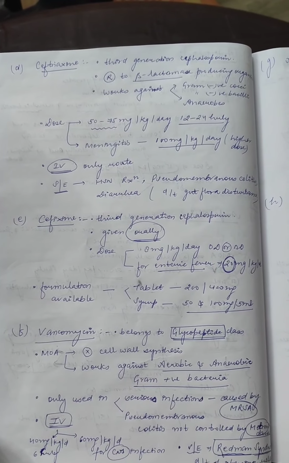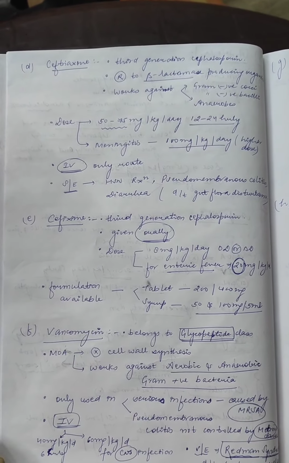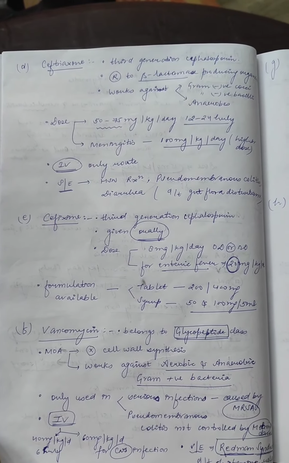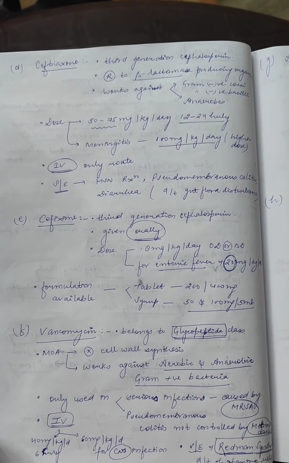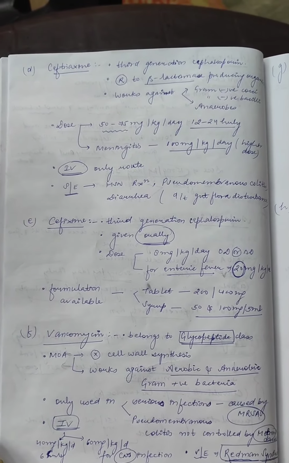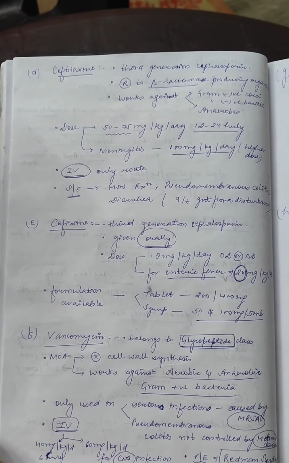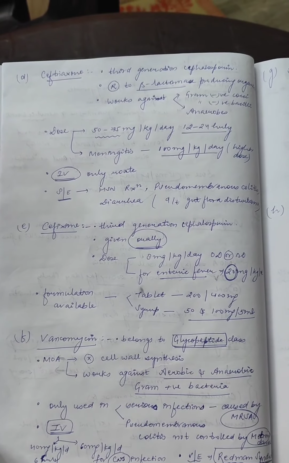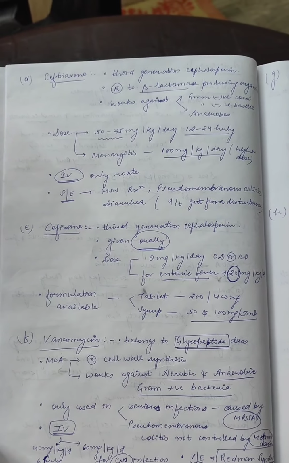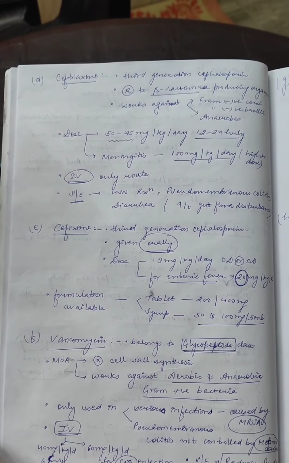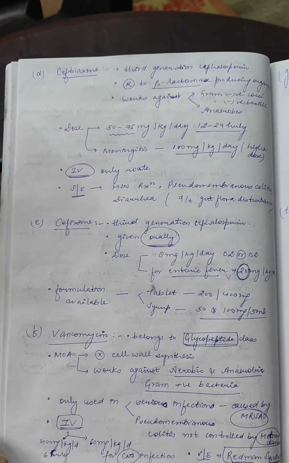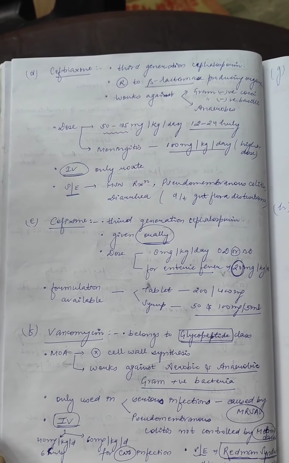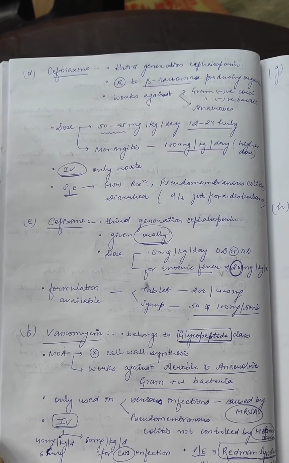Next is vancomycin. It belongs to the glycopeptide class, and mechanism of action: it inhibits cell wall synthesis and works against aerobic and anaerobic gram positive bacteria. It's only used in serious infections like those caused by MRSA, that is methicillin resistant Staph aureus, and also in pseudomembranous colitis which is not controlled by metronidazole. The dose by IV route is 40 mg per kg per day every 6 hourly, but for CNS infection it is given at a higher dose, that is 60 mg per kg per day. The side effect is Redman syndrome, which is due to histamine release.